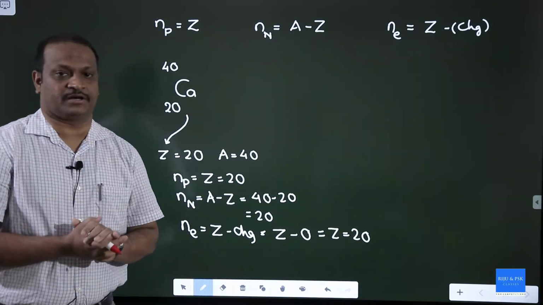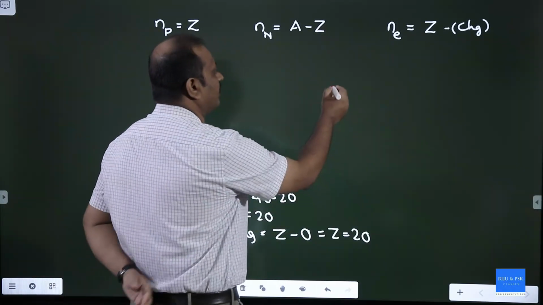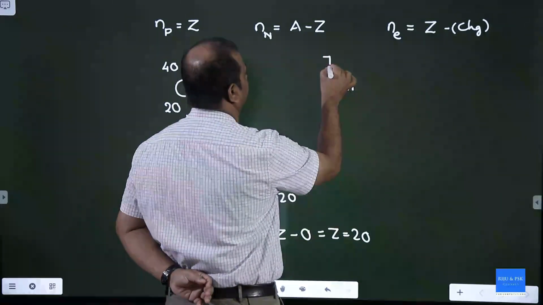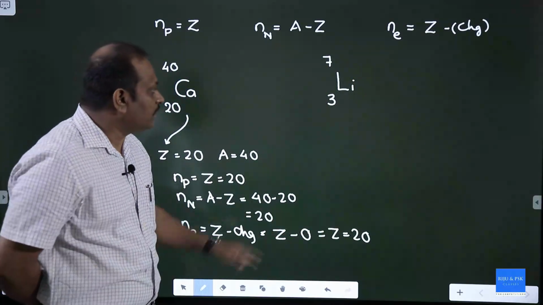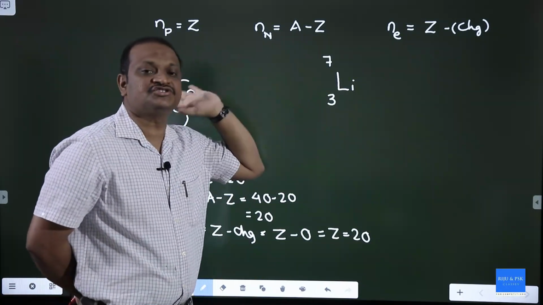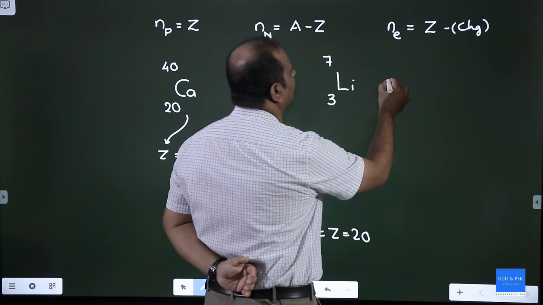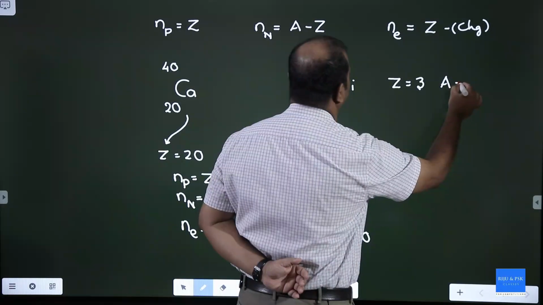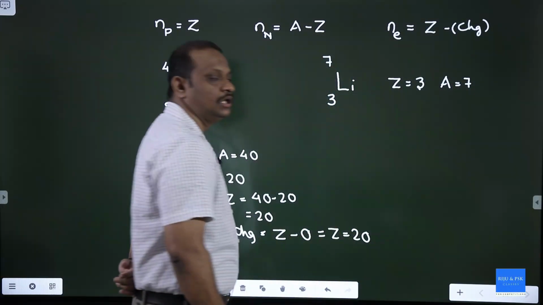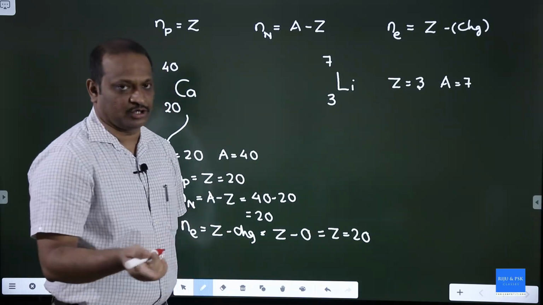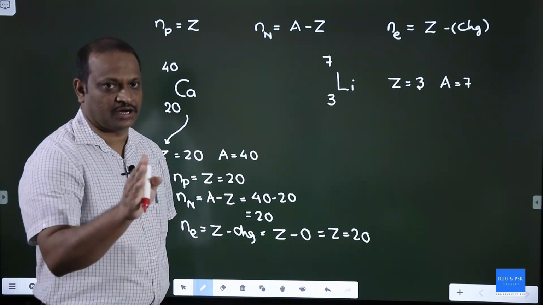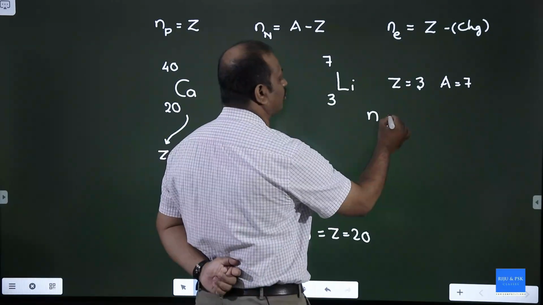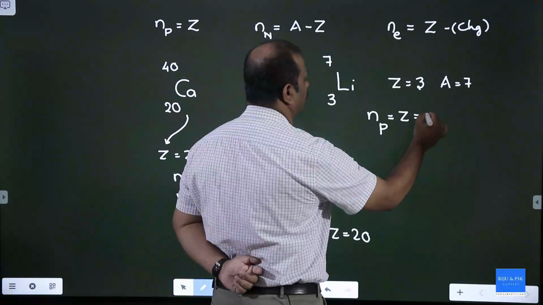I have shown one neutral atom. Let us consider one more neutral atom, another example here: lithium, 3 and 7. You know the atomic number here is 3, and the mass number is 7. So atomic number Z is equal to 3 and mass number is equal to 7. Now, listen all of you. They are asking to find the number of protons, neutrons, and electrons. Number of protons is nothing else but the atomic number, which is equal to 3.